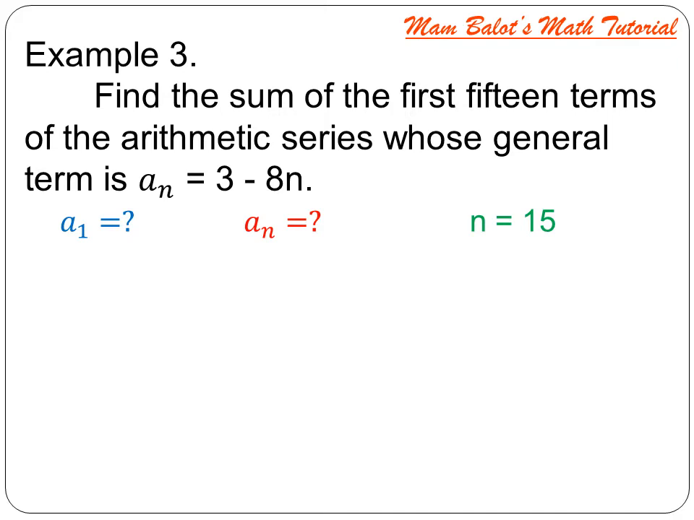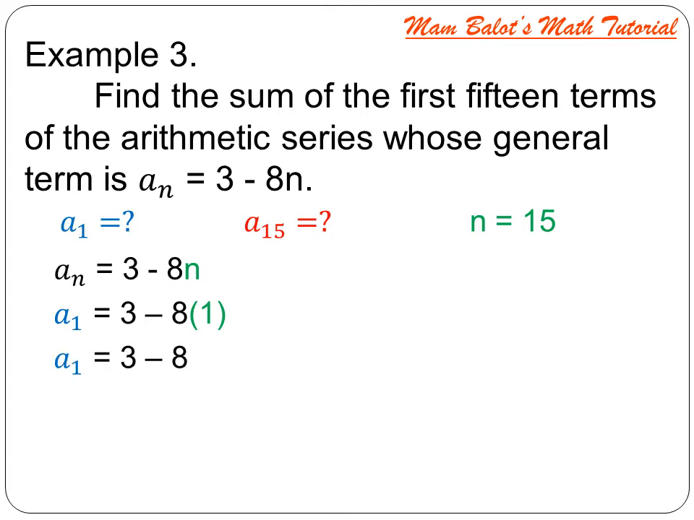So in finding the first and the last term, we have to use the formula of its general term, which is a sub n is equal to 3 minus 8n. So we just substitute n to our formula. So finding the first term, we have now a sub 1 is equal to 3 minus 8 times 1. So 8 times 1 is equal to 8. And then 3 minus 8 is equal to negative 5. So our first term is negative 5. Finding now the 15th term, so we have a sub 15 is equal to 3 minus 8 times 15.